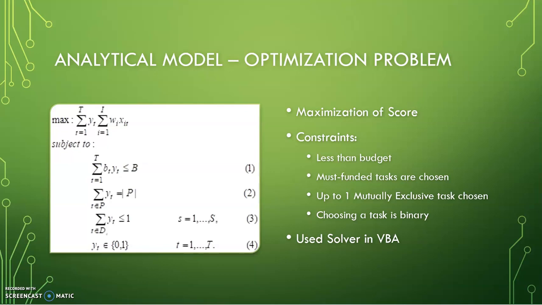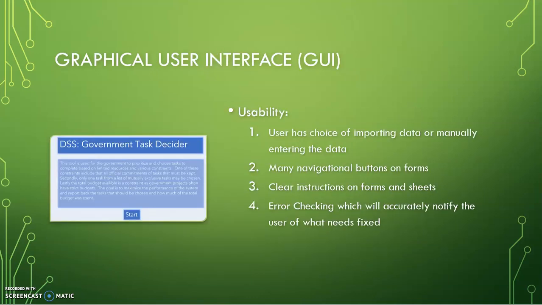This is the analytical model. As you can see, it is an optimization problem with the goal of maximizing the score of what the user would rate the different tasks. Like I said, the constraints is that it must be less than the total budget allowed. The must-funded tasks must be kept, as the government has some tasks that must be done, and up to one mutually exclusive task must be chosen. So either 0 or 1 can be chosen for that. And then lastly, when choosing a task, that's going to be a binary variable, 1 meaning it was chosen, and 0 meaning that task was not chosen.